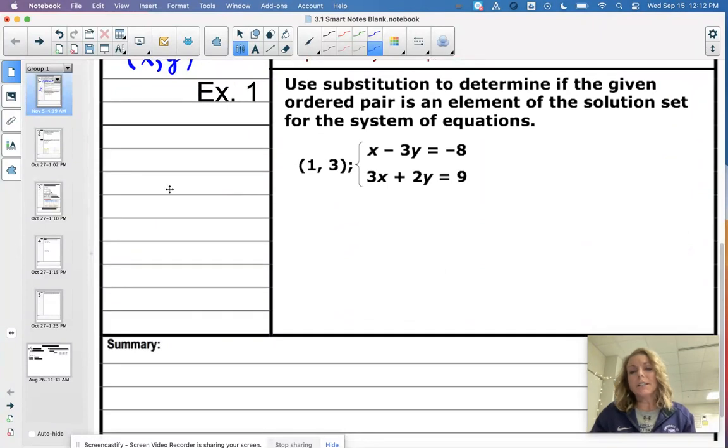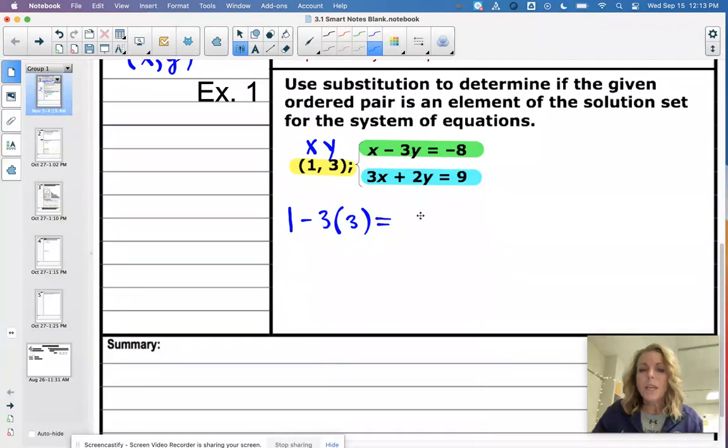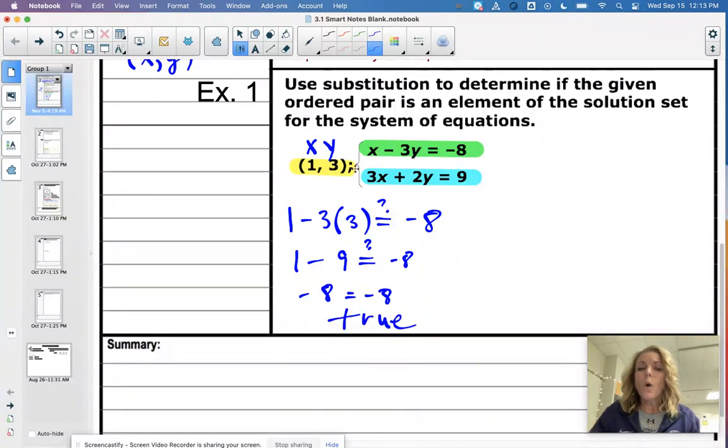I'm going to use substitution on example 1 to determine if the given ordered pair is an element of the solution set of this first equation and of the second equation. How we're going to do that is we're going to plug the 1 in for x and the 3 in for y. So in the first equation, we have 1 minus 3 times 3. Does that equal negative 8 is what it's asking. Well, that's 1 minus 9. Sure, 1 minus 9 is negative 8. That is a true statement, meaning 1, 3 is a solution to this equation.